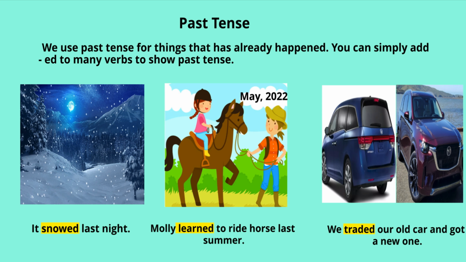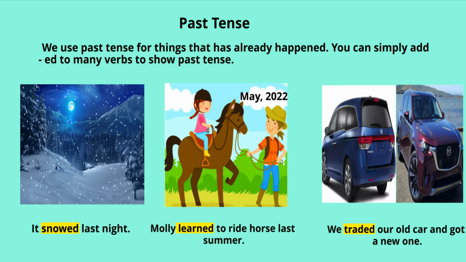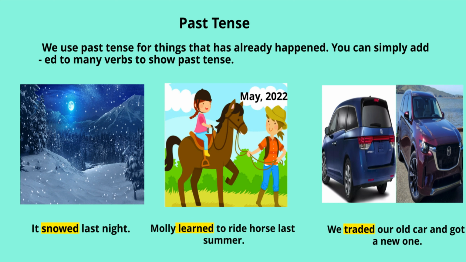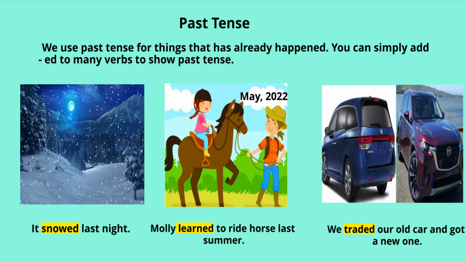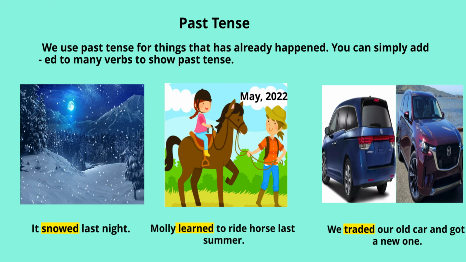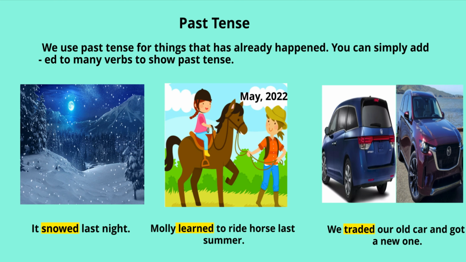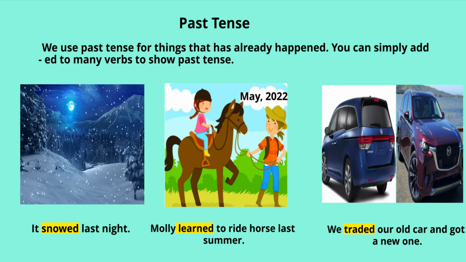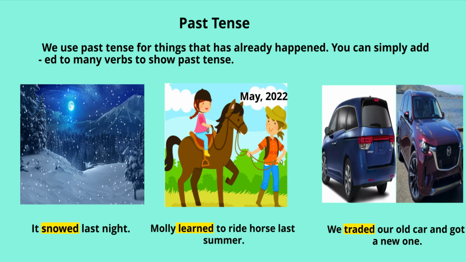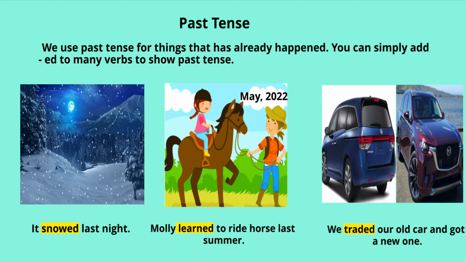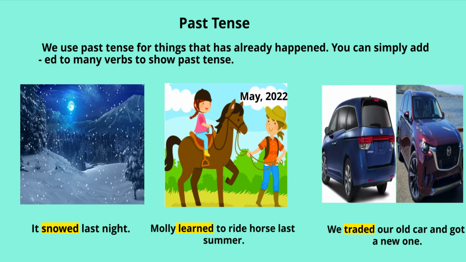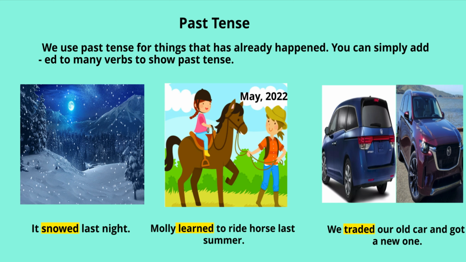In the second image, what do you see? You see a girl riding a horse. At the same time, you can also see the month and year of that picture, right? May of 2022. Right now, we are in 2023, and this tells us that this event happened last year. "Molly learned to ride a horse last summer." That means this event happened last year, and that is the reason we have used learned. We have added ed to the base verb learn and it became learned. So this sentence is in past tense.